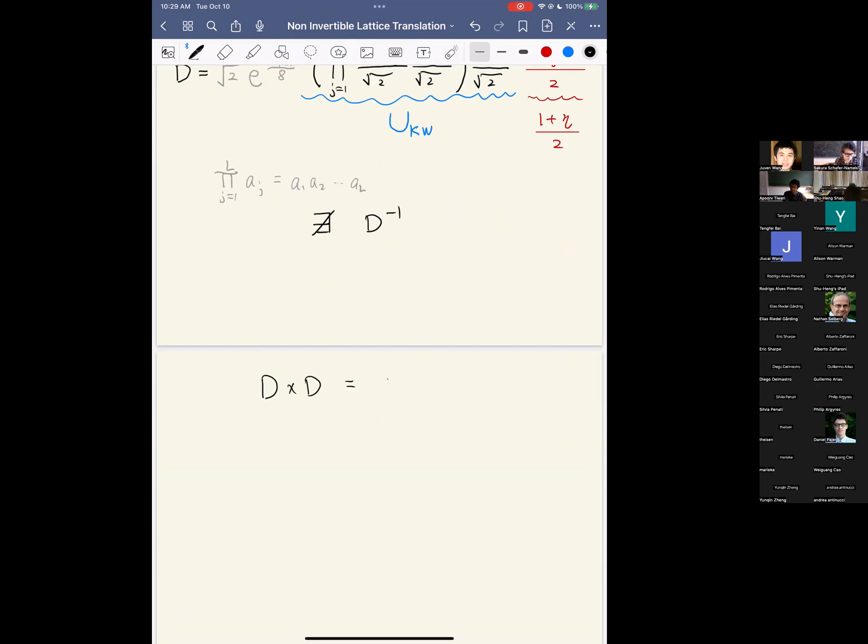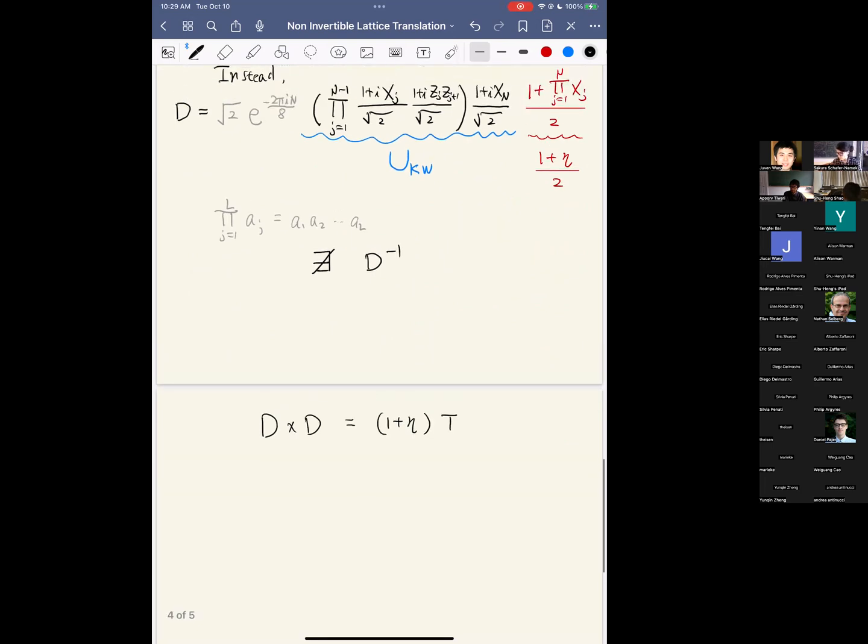So D times D turns out to be 1 plus eta times the lattice translation. This is probably the most non-trivial relation. The other ones are easier. You see there's a Z2 projection here. So that means D times eta is going to be the same as D, and similarly if you multiply it the other way around. Lattice translation raised to the nth power is 1 because we have n sites.